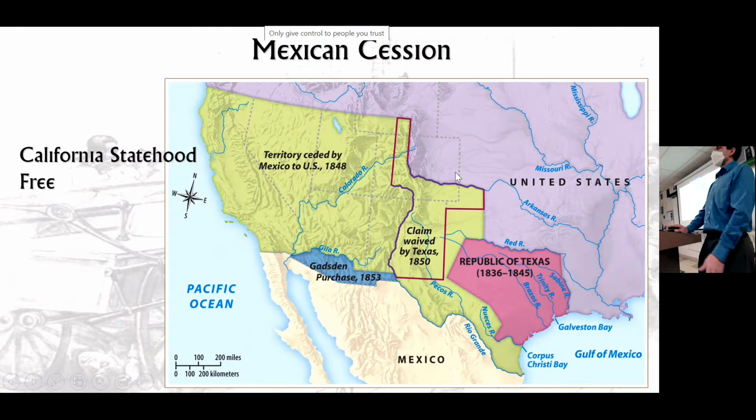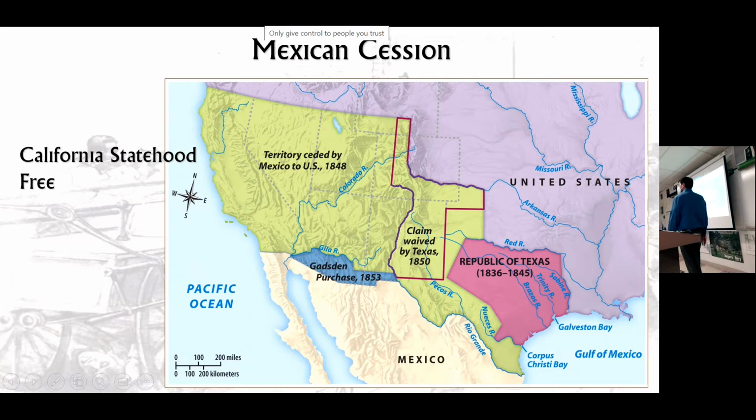So let's get to what happened. Just a review. Remember the Mexican Cession? 1848. All of a sudden, California wanted to come in. And remember, what happened to California that would lead to them wanting to become a state? Yeah, the old gold rush. And they wanted to be free. Because don't forget, in the Mexican Cession, they didn't have slave codes. Nobody brought slaves in because they didn't have slave codes. So they want to come in as free.